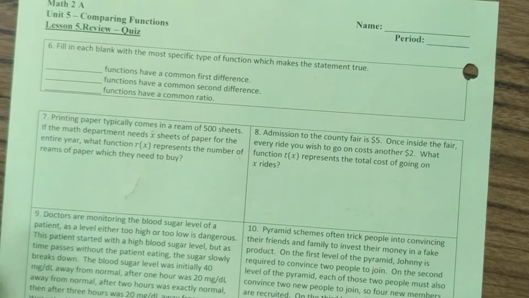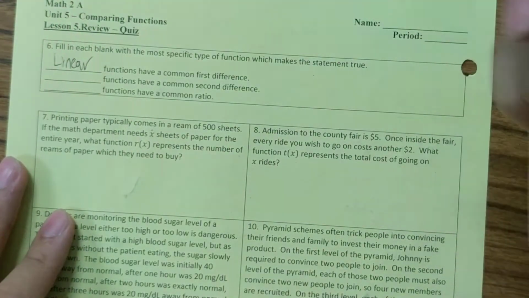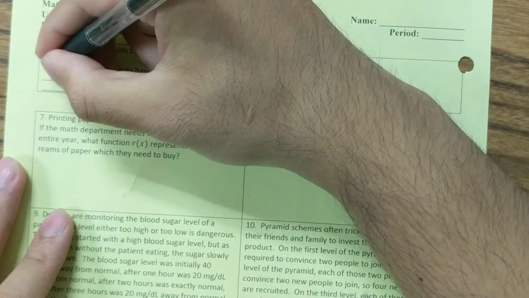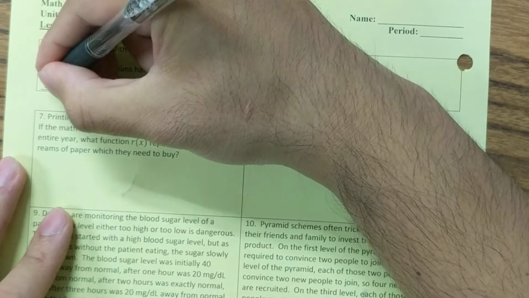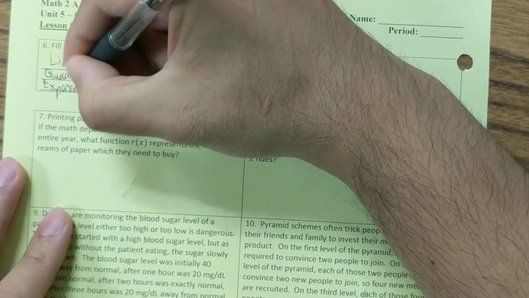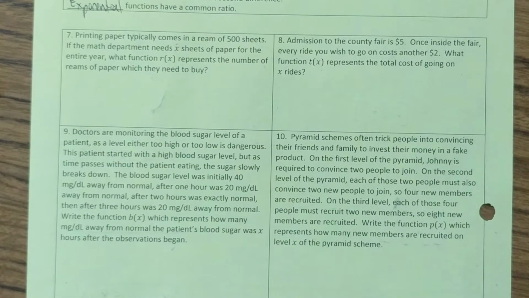Okay, so 6, these are just definitions. We know that linear functions have a common first difference, quadratic have a common second difference, and exponential have a common ratio. Okay, so 7.